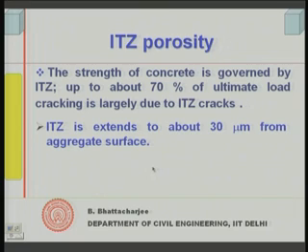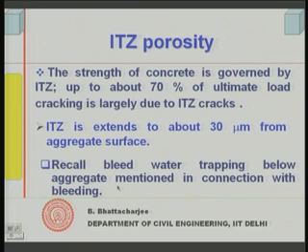So, there the packing of the paste or cement is not very good, and there is bleed water trapping. If you remember, we mentioned that there is bleed water trapping below the aggregate, and that also leads to formation of large fissures or cracks right in the beginning. There are other reasons, and we will come to that right now.